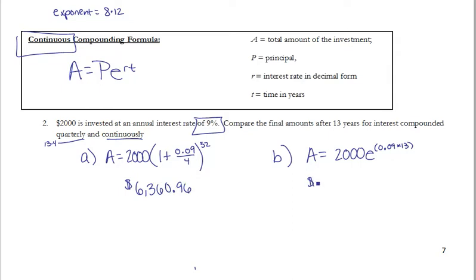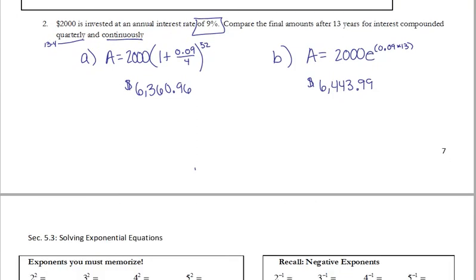that much money, and continuously would give us that much money. So you see the difference there. Same amount of time, continuously is going to give us a little bit more money.